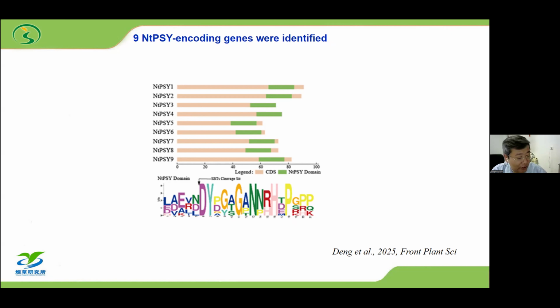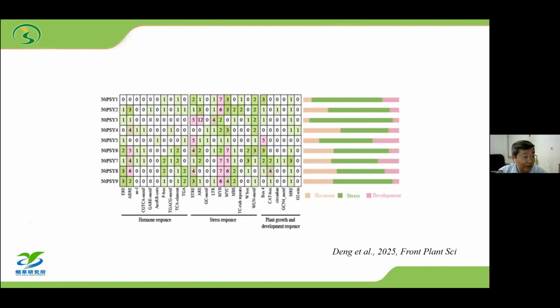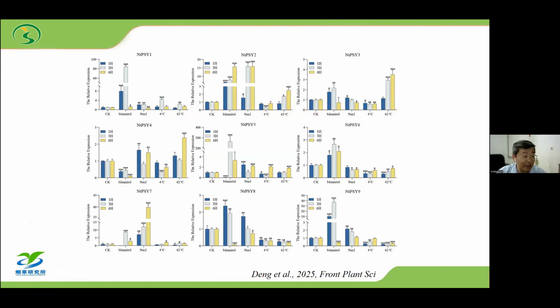So now I'm going to show you data from another family. It's called the PSY family. This family is a little bit different. We have 9 members of PSY family genes in the tobacco genome. And also, of course, from analysis of the promoter regions, some of them can be potentially induced by stress treatment. And indeed, when we treated the plants with different stresses, including mannitol, salt, low and high temperatures, we can see almost every peptide of this family can be induced by one or more signals.